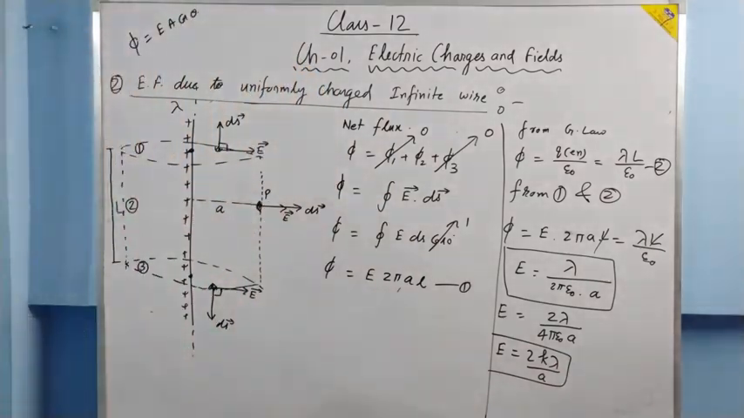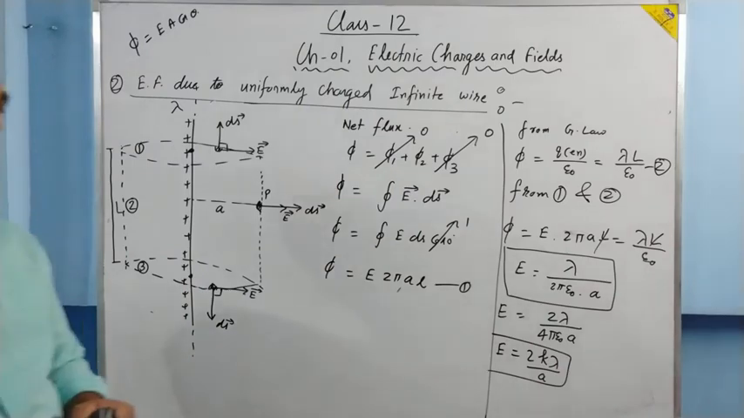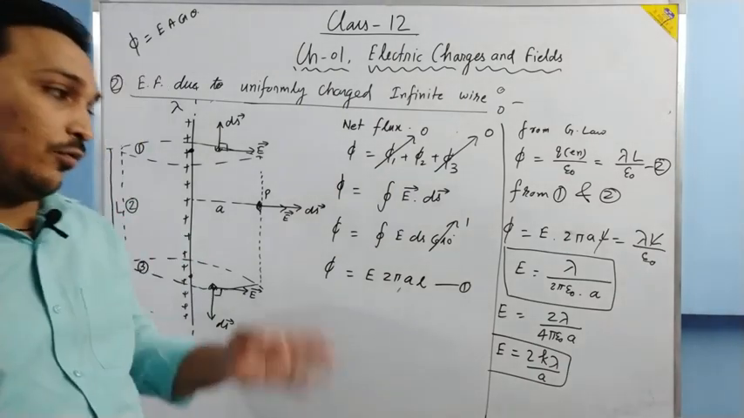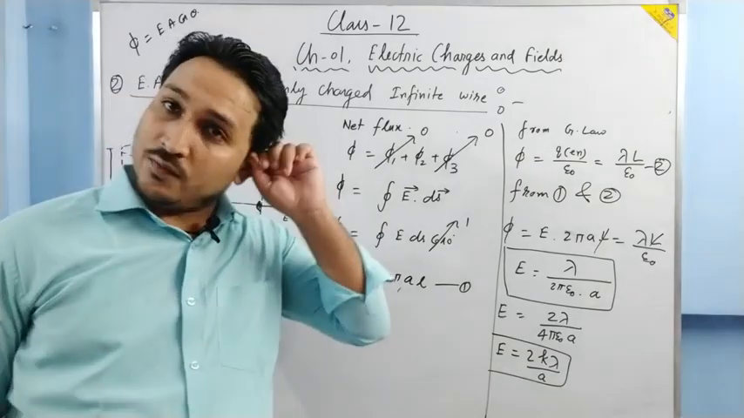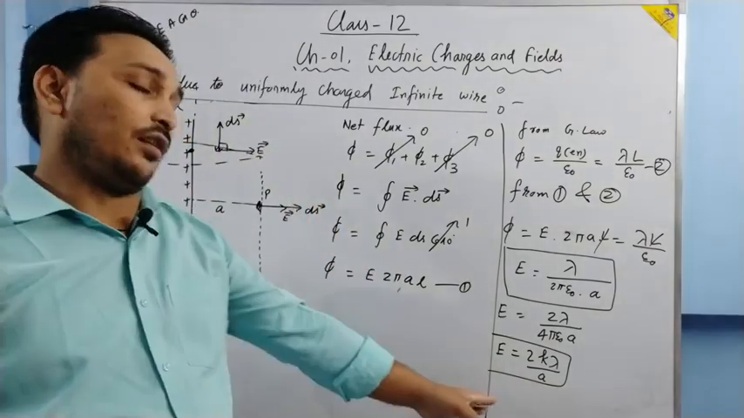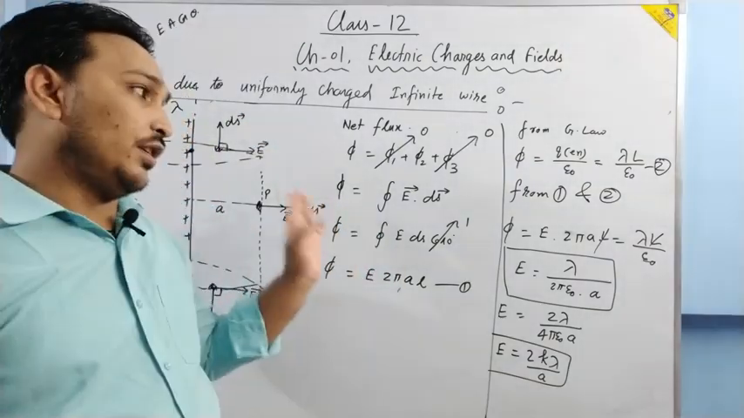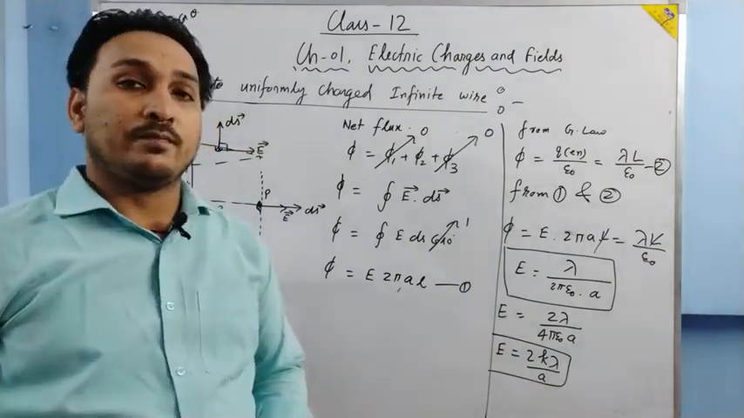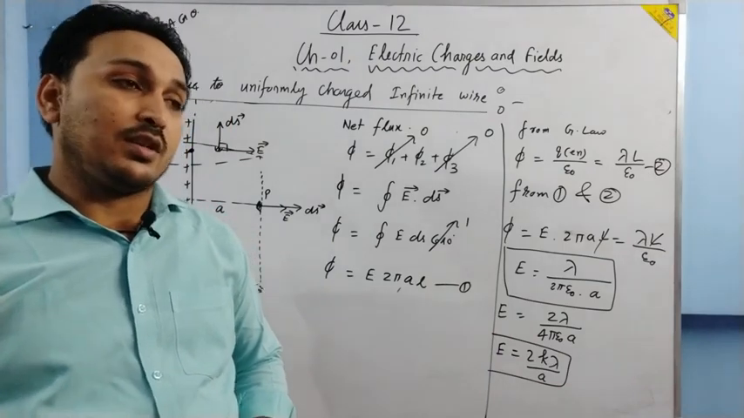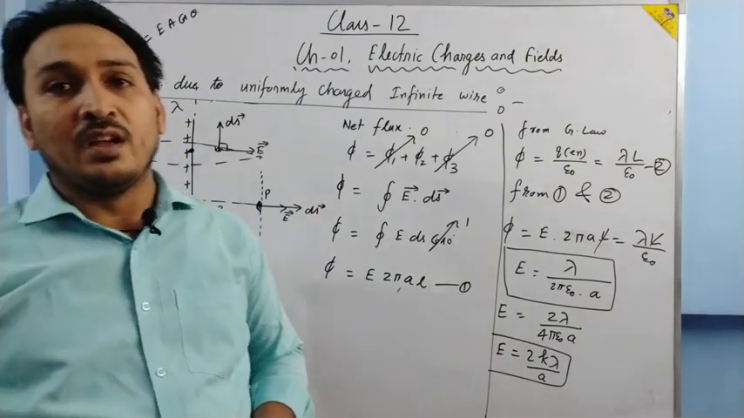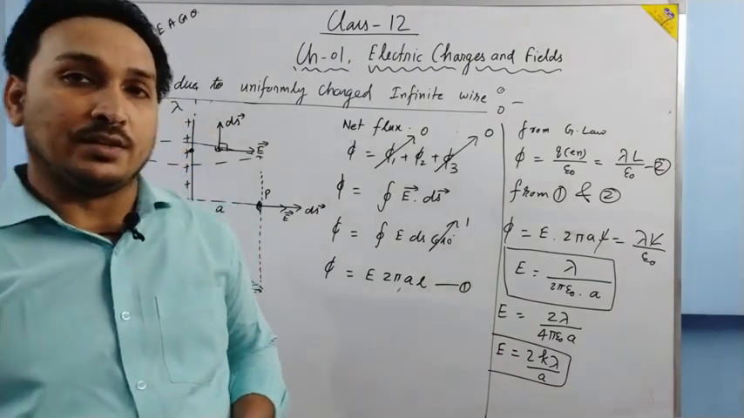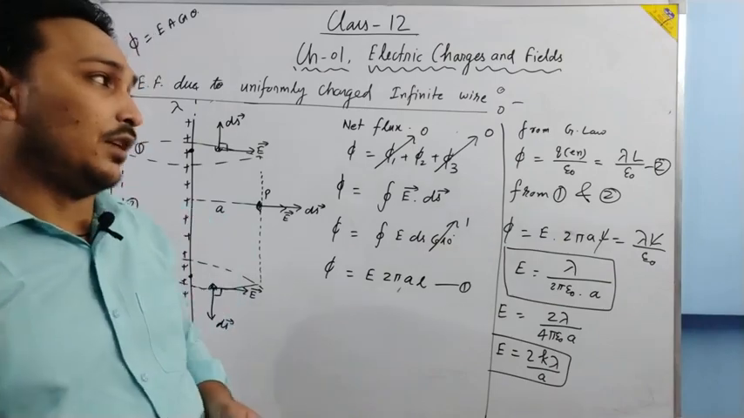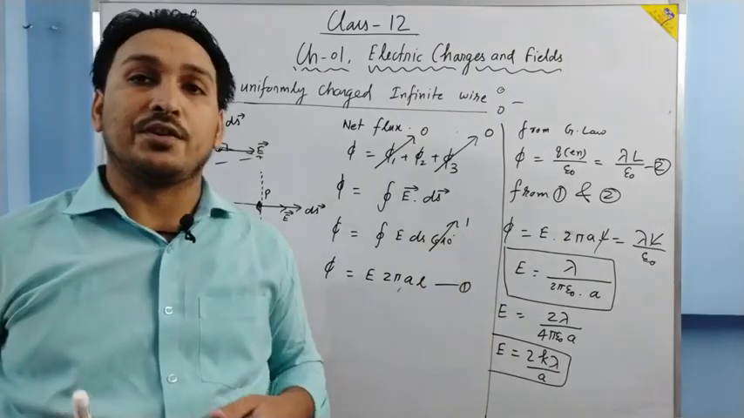So the electric field due to a charged wire is 2K lambda by A. In the previous lecture when we proved this, it took almost 1.5 pages to prove. But by using Gauss law in a very simple manner, we can prove it within half a page only. Is it clear? So what does Gauss law do? Gauss law makes things easier. It saves us from the long process of integration.